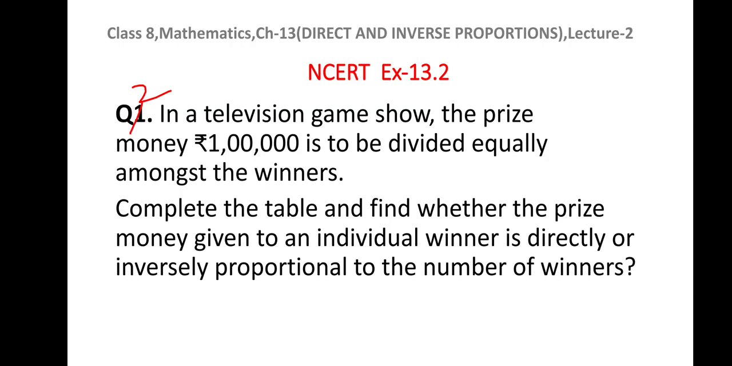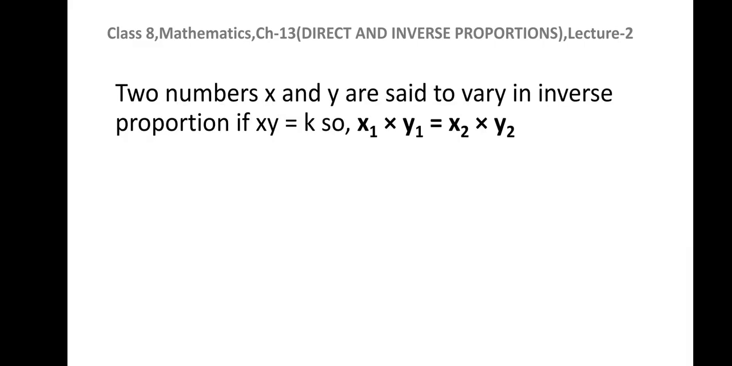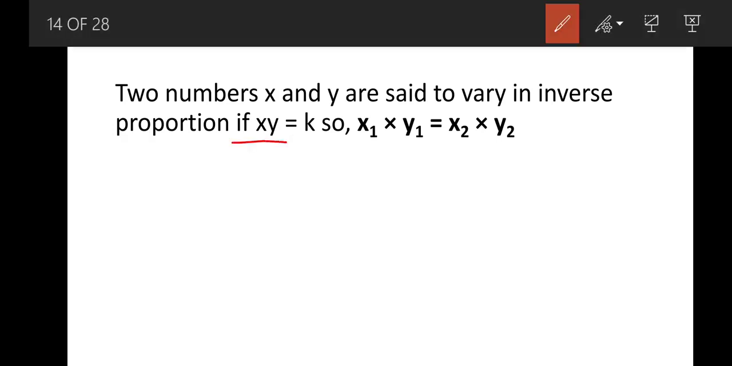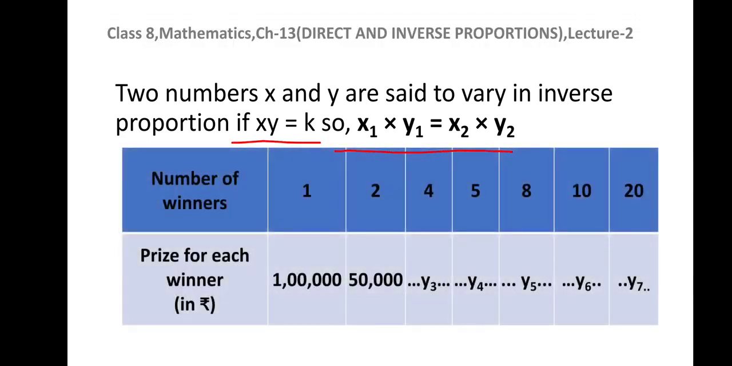the number of winners. We need to find out whether the money given to an individual winner is directly or inversely proportional to the number of winners. So let us see. We know that when two quantities or two numbers are in inverse proportion, their product should be constant, that is xy is equal to k, or x1 y1 is equal to x2 y2. Let us verify for inverse variation, then we will come to know if inverse variation will not hold good, then it will be a case of direct proportion.